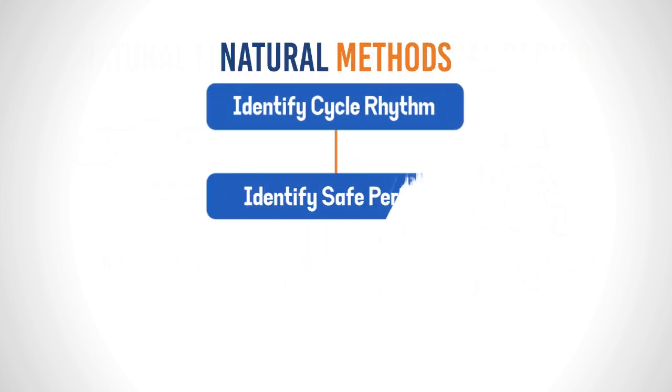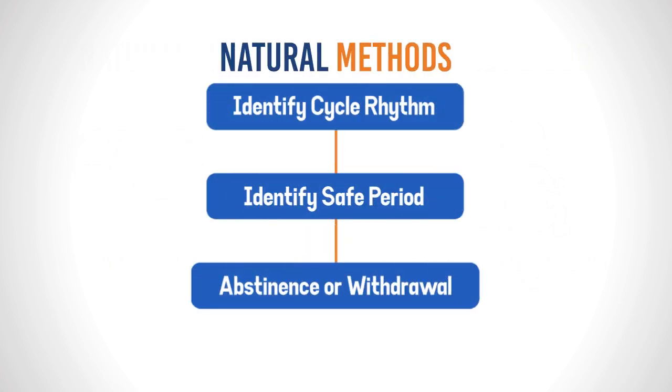Abstinence or withdrawal methods prevent the egg and sperm meeting and therefore fertilization. Withdrawal is less effective due to sperm in pre-ejaculation fluid.